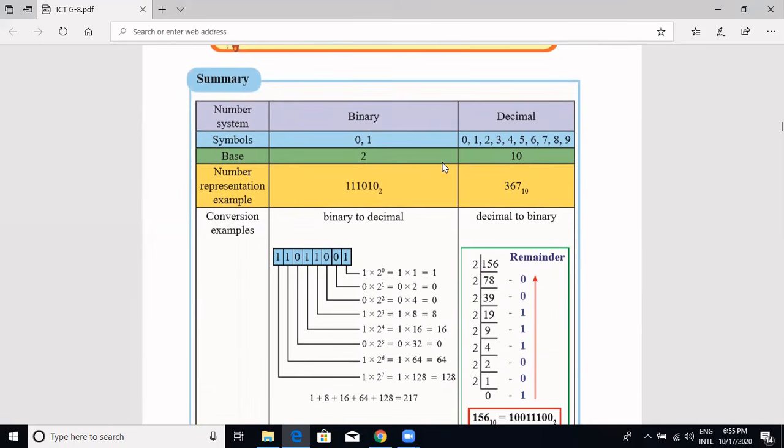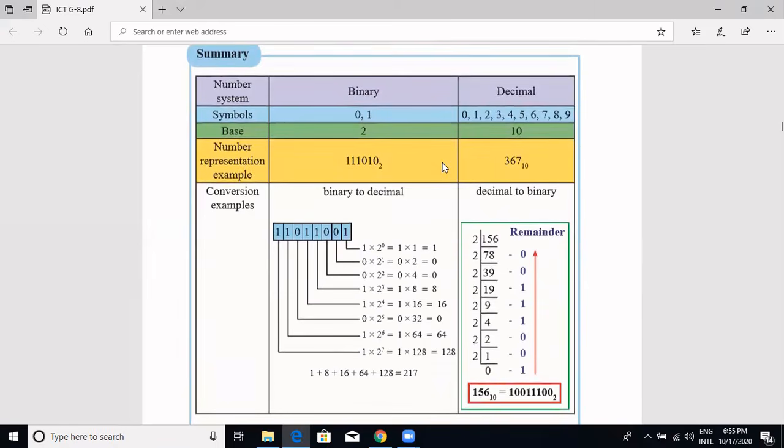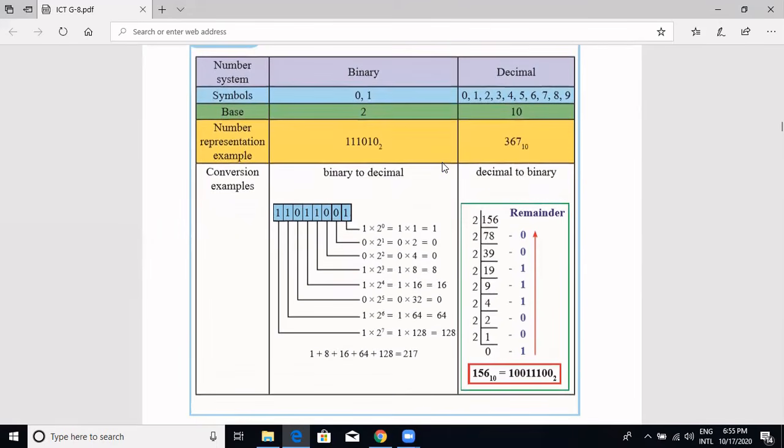We basically learned about binary and decimal, but don't forget they have also introduced octal and hexadecimal. There can be an MCQ on it, right? We learned the conversions for binary to decimal and decimal to binary. They have given a nice summary for you, a small page, one page, very simple. The main important thing you have to remember is how to convert binary to decimal and decimal to binary.